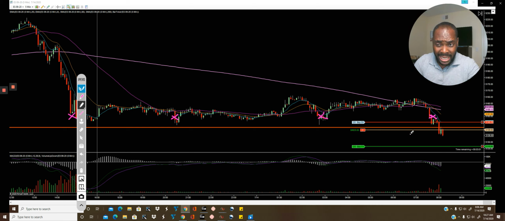All right, so we're getting a nice breakdown. We have two bear flags here. This is one, and then we come down and form another bear flag, and we're sliding down nicely. Okay, this is looking really, really good.